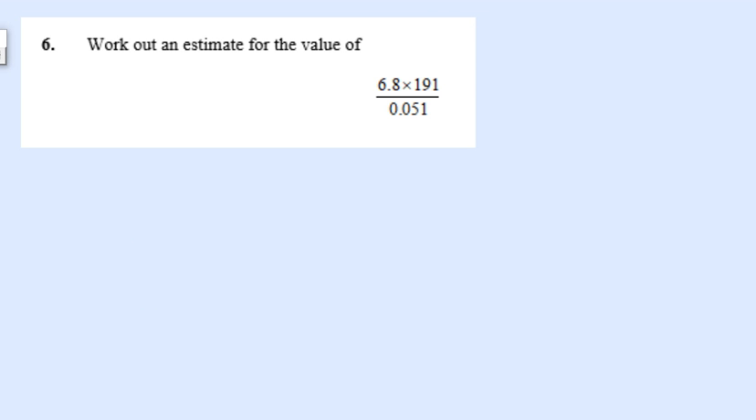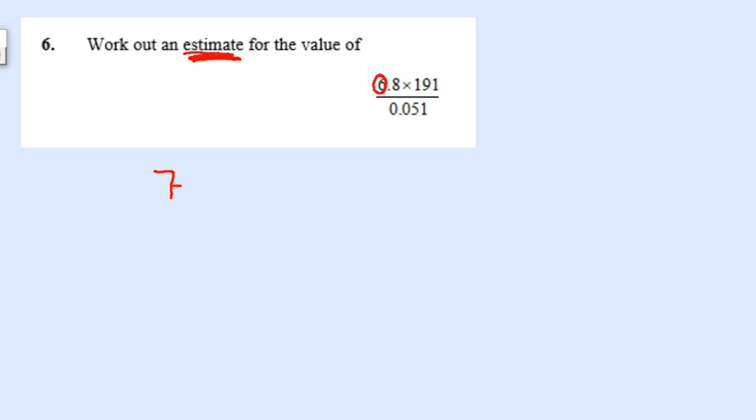Question 6 is an estimate question. That means it does not want you to figure it out, it wants you to round everything to one significant figure. So, in 6.8, 6 is your first significant figure. It is in your units column, so it's the same thing as rounding to your nearest units, which is 7.